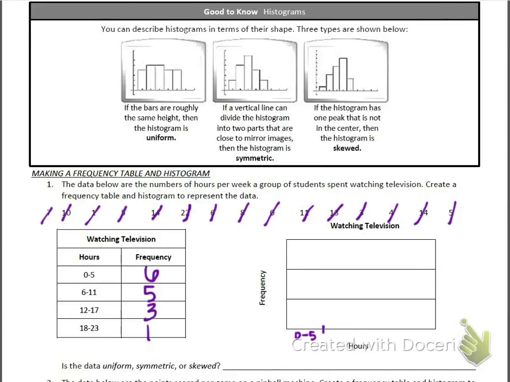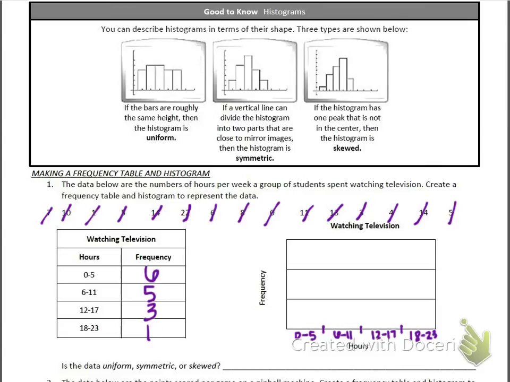Ooh, those aren't going to be even. 4 intervals, right? Okay. So try and make them about even. So I'm going to have 1, 2, 3, 4. The next interval is 6 to 11, 12 to 17, and 18 to 23. So we just label it.